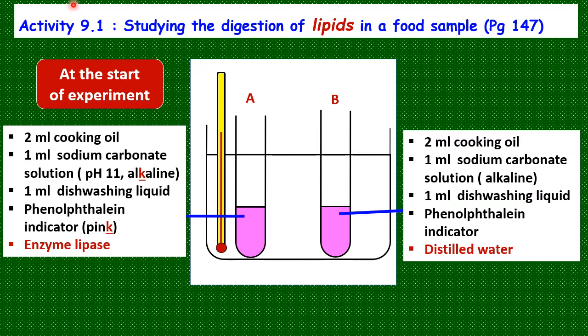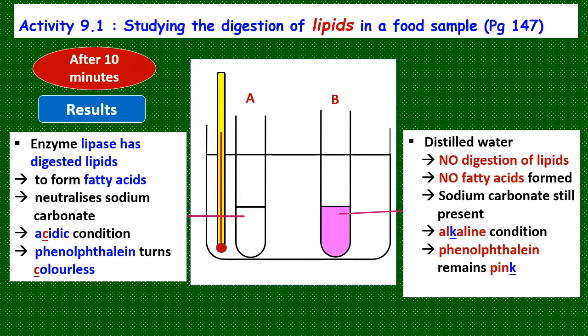What happens after 10 to 20 minutes? After 10 to 20 minutes, we get this result. We see that in test tube A now, the phenolphthalein has turned from pink color to colorless, whereas in test tube B, the phenolphthalein remains pink. So what happened in test tube A?